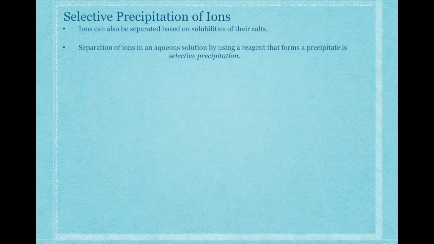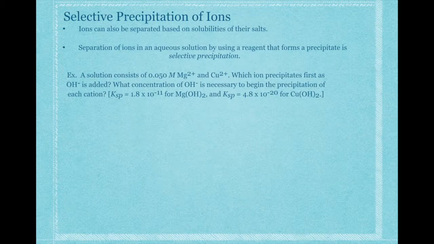So ions can be separated based on the solubilities of their salts, and if we separate them using a reagent that's going to form a precipitate with it, it's called selective precipitation. So if we look at this problem, we're given magnesium ions and copper ions. It asks which ion is going to precipitate out first with hydroxide. So what we need to do is calculate the concentration of OH that's needed to precipitate out each of these cations. And the one that requires the least amount of hydroxide, that's the one that's going to precipitate out first, because as I slowly add hydroxide, one will precipitate out before the other one will.